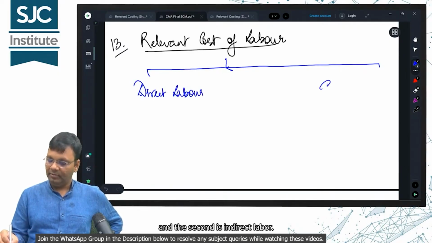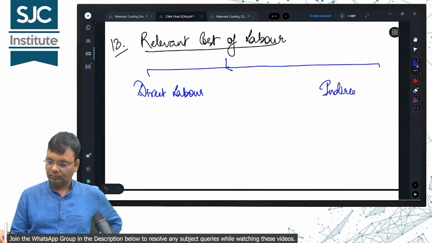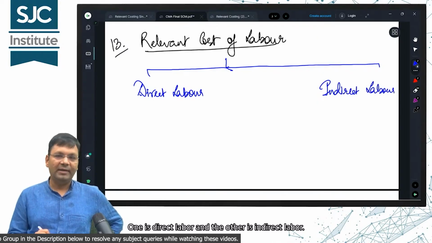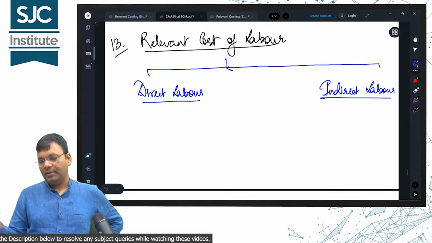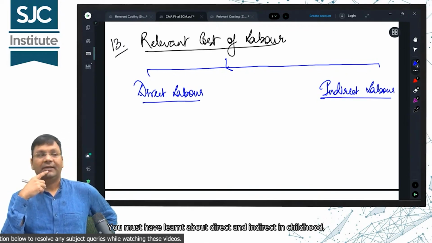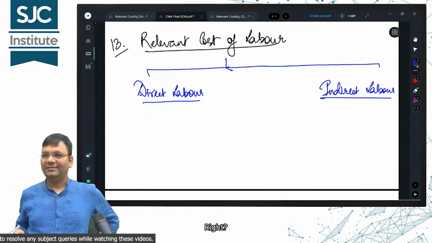And the second is indirect labor. One is direct labor and the other is indirect labor. You must have learnt about direct and indirect in childhood, right?